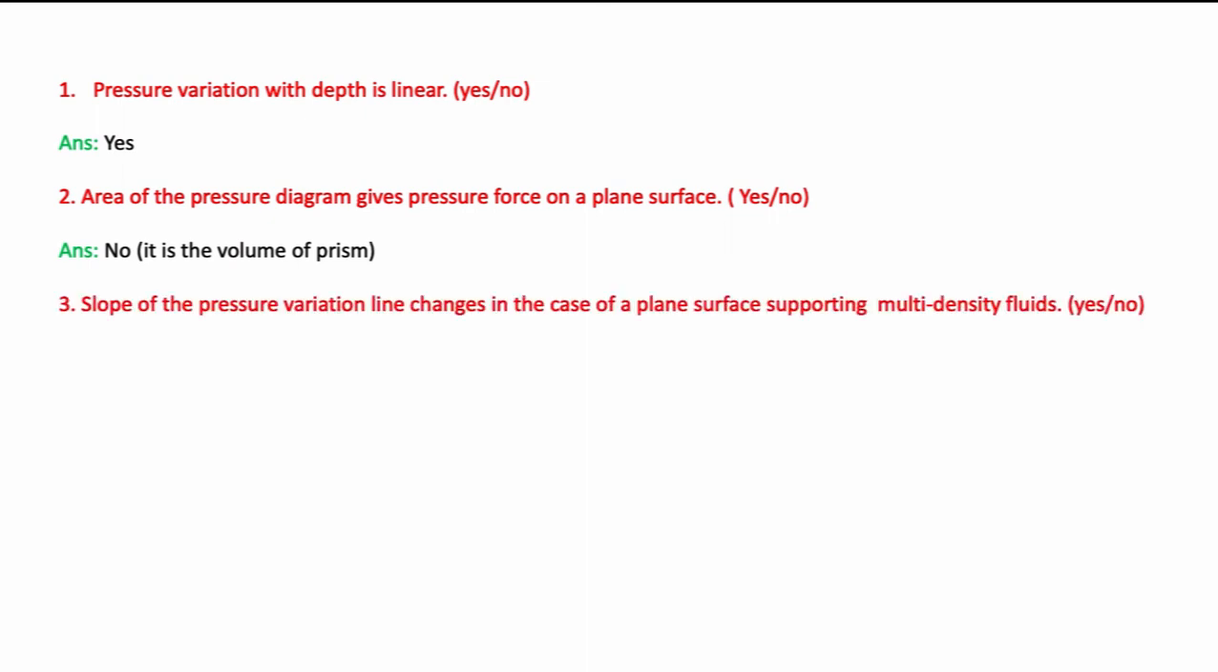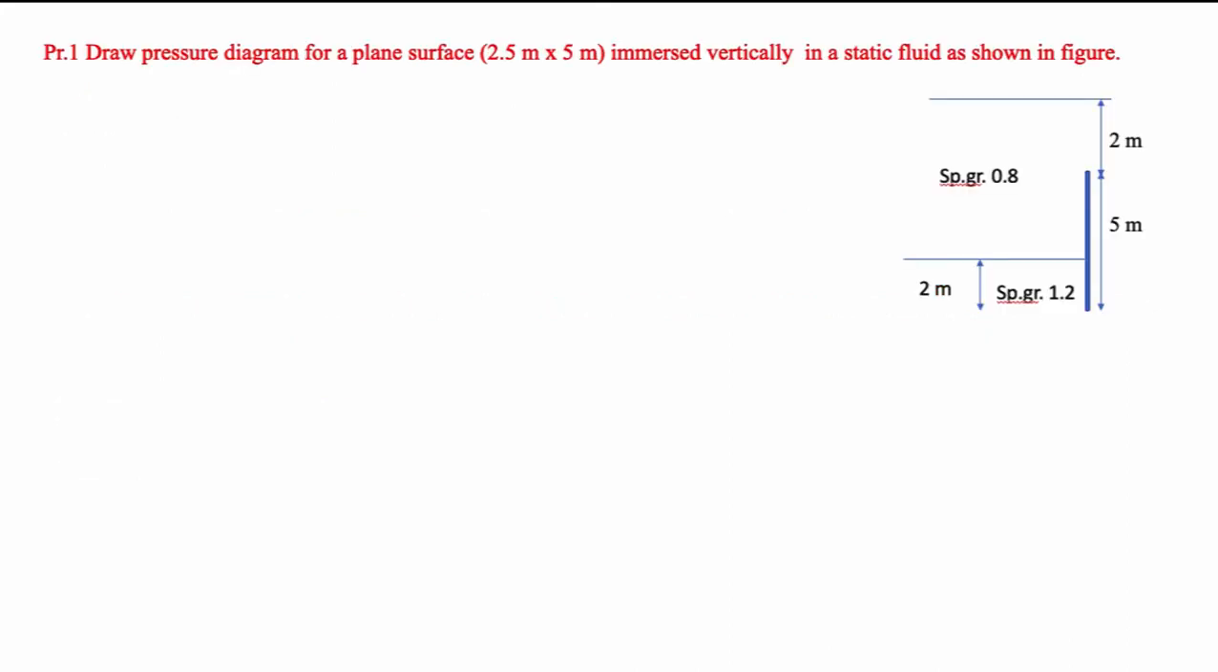Slope of the pressure variation line changes in the case of a plane surface supporting multi-density fluids. Yes or no? Yes, because pressure variation is influenced by variation in density of the fluid. Pressure lines are normal to the surface. Yes or no? Yes, let us work out a problem.